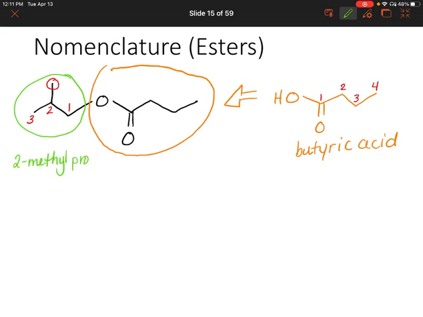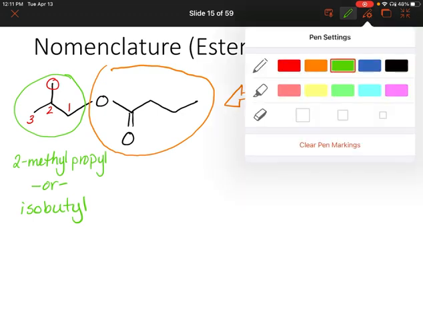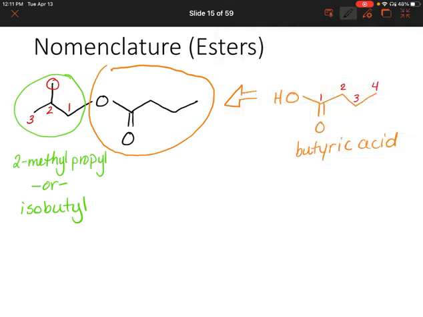So we could name this 2-methyl propyl, or there's actually another name we could use for this branched alkane, which is isobutyl, because we have a total of 4 carbons there, including that methyl group. So we could call it butyl, but then use the prefix iso to indicate that it's branched. All right, so combining all of these together, we could actually have 2 names for this molecule, depending on which name we use for the green section.